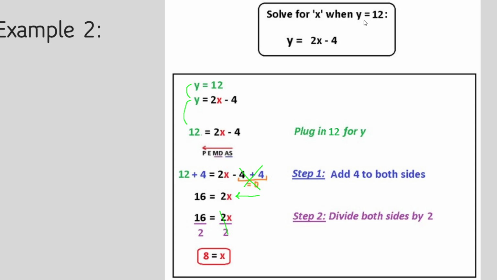So when y is equal to 12, x is equal to 8. If we were to graph this point, it'd be the point 8, 12. That's our solution.